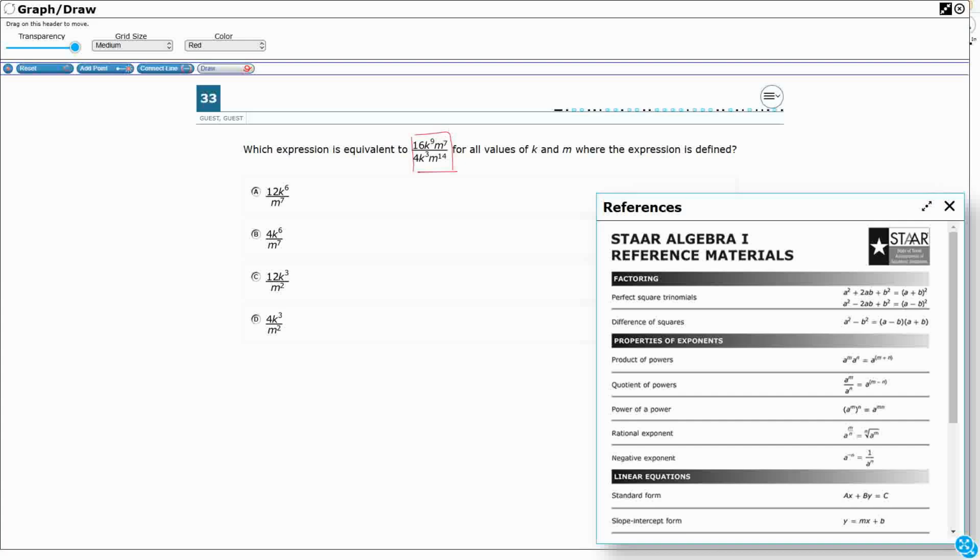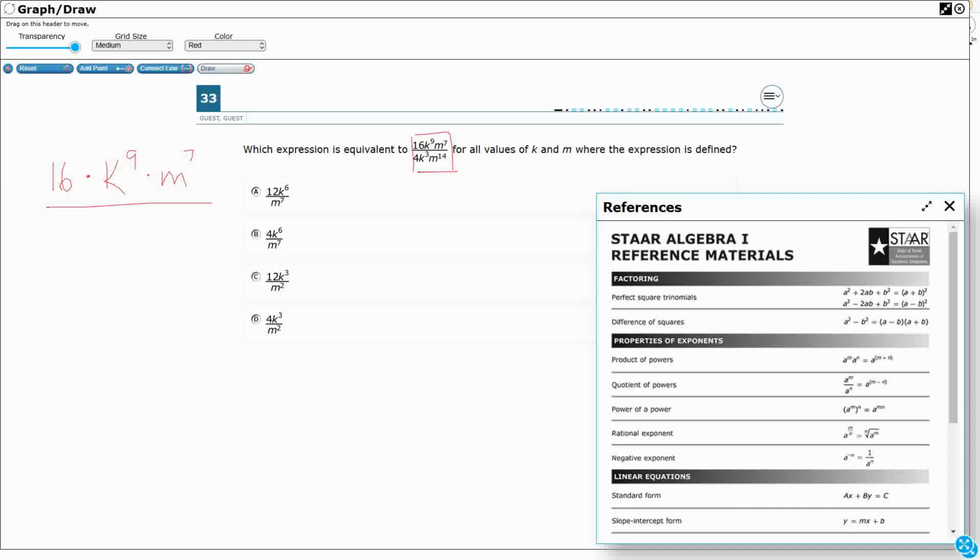So what I could do is I can reimagine it like this. 16 times k to the 9th times m to the 7th. Then we're going to put that over, and what I'm going to do is I'm going to put the like terms underneath, which they give it to you in order. You don't really have to rearrange it. But I want to make this multiplication visible, because what we're about to do is we're about to separate them into 3 separate problems.